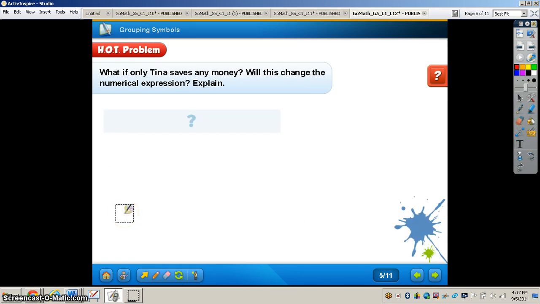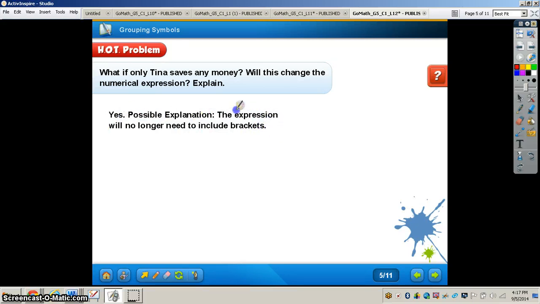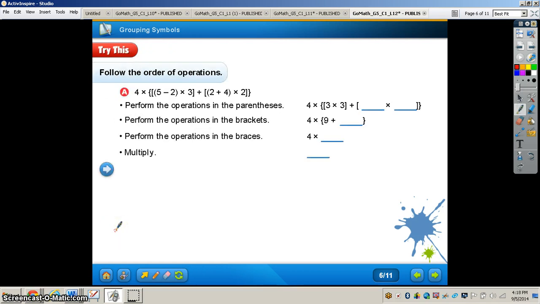Now here's a question for you on page 52. What if only Tina saves any money? Will this change the numerical expression? It's yes, because the expression will no longer include brackets. We can just include the parentheses but not brackets, because we don't have two people that we're trying to figure out the amount of money that they saved. And you can write this answer right in your book on page 52. Okay, we're going to take a look at some problems here.